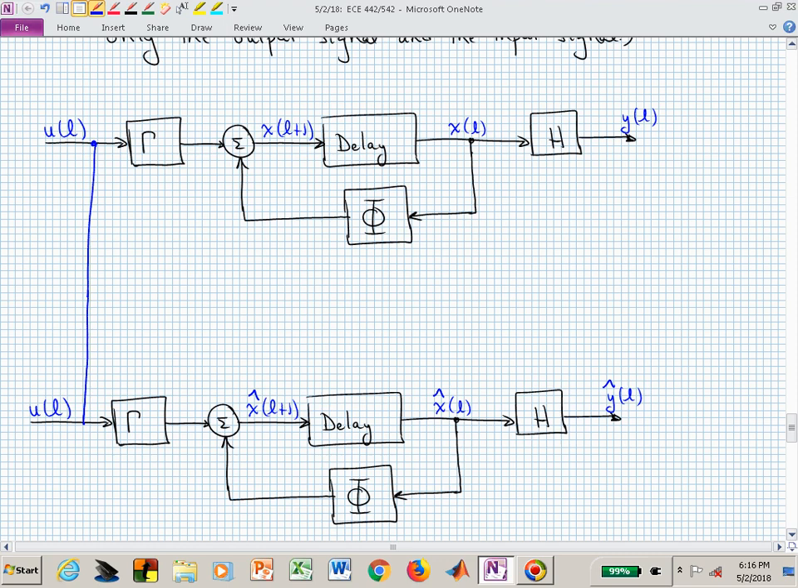What do I have available to me? I know gamma, I know H, and I have phi, right? I fixed those. Those I'm not going to necessarily adjust because I'm assuming that there's no error in those. But I can measure y, and y hat I have because that's in my model, that's in my computer.